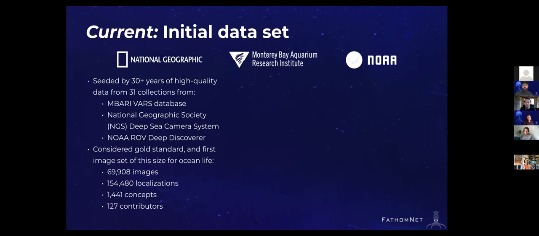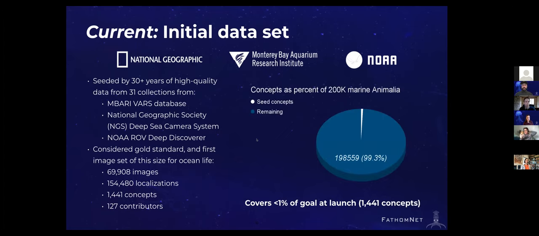Currently, FathomNet is seeded with three very reputable sources: the Monterey Bay Aquarium Research Institute's FathomNet database, National Geographic Society's Deep Sea Camera System, and National Oceanic and Atmospheric Administration's ROV Deep Discoverer. Even with this information, we still don't have the coverage for the extent of concepts that we're aiming for. We have about 1,441 concepts in FathomNet right now. That's less than 1% of the 200K ocean animalia defined in the WoRMS database.